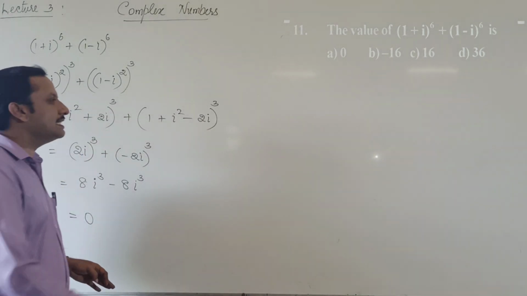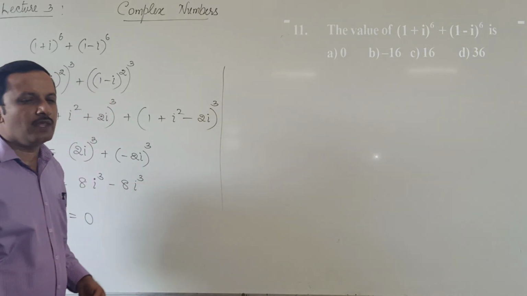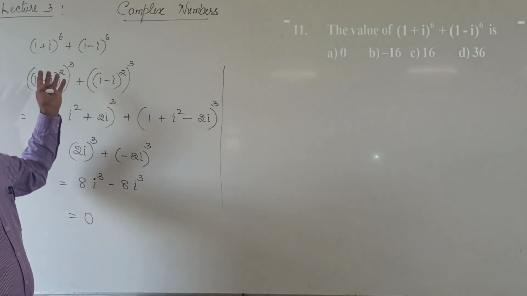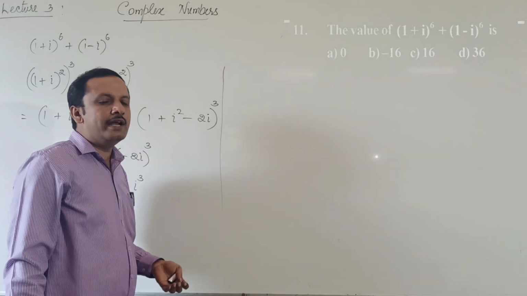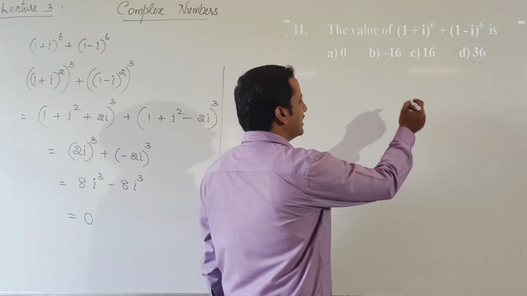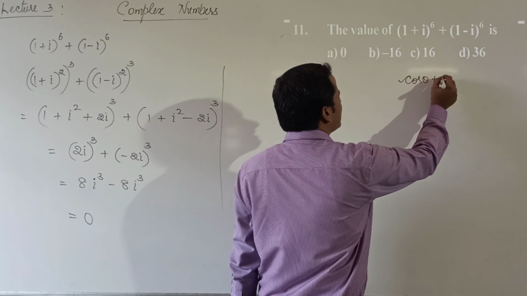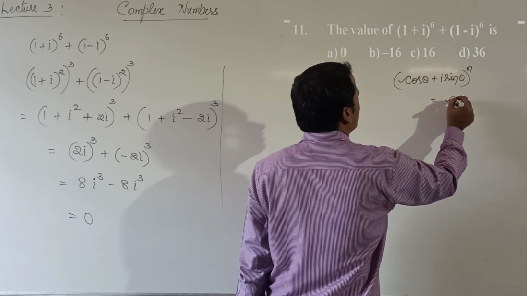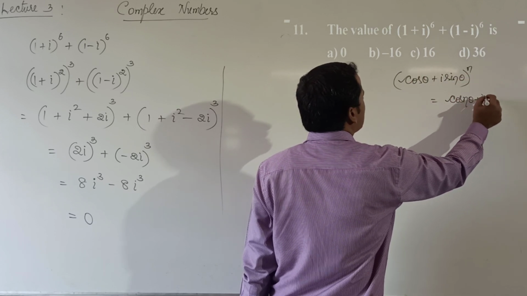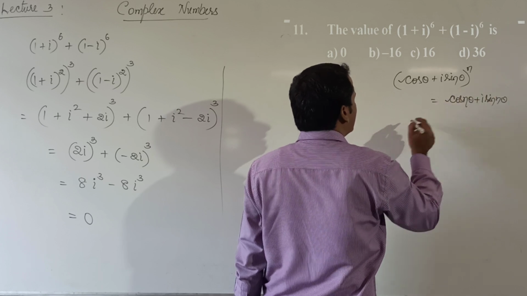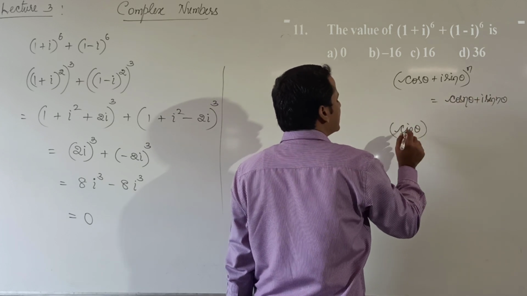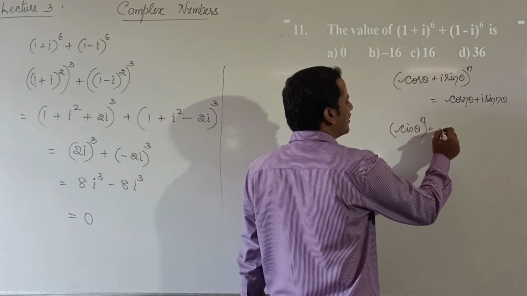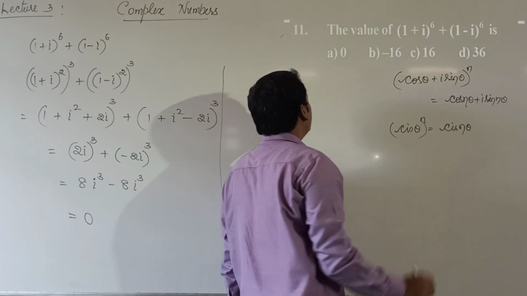First option. This is one way of solving this problem. There is another method also, that is by using polar form, writing this complex number in polar form and then by using De Moivre's theorem. What does De Moivre's theorem say? It says that (cos θ + i sin θ)^n is equal to cos nθ + i sin nθ. In short form, cis θ. Cis θ is the short form of cos θ + i sin θ, so (cis θ)^n is equal to cis nθ. This you know.